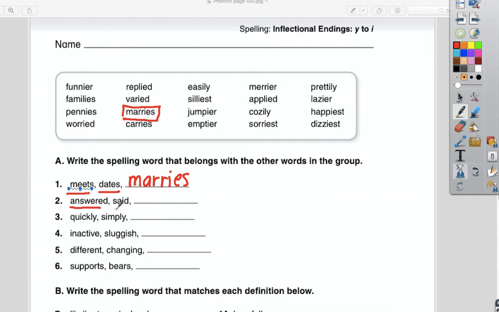Answered, said. All right, we have to look at our list. What word means almost the same as answered or said? We're going to look here. So I'm going through my list and I see the word replied. So if I answered a text message or I said something through text, I probably replied. So they match, and that's what I would write here. That's all you're doing for these questions. You're writing the word that matches. You're writing the word that means almost the same thing. You're going to use the word bank to help you with that.